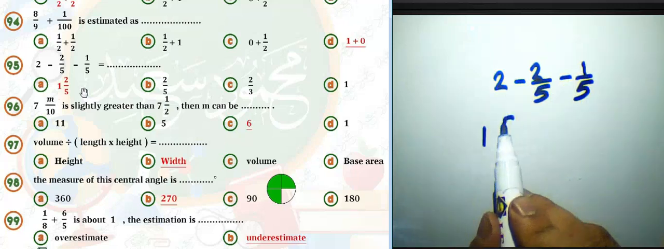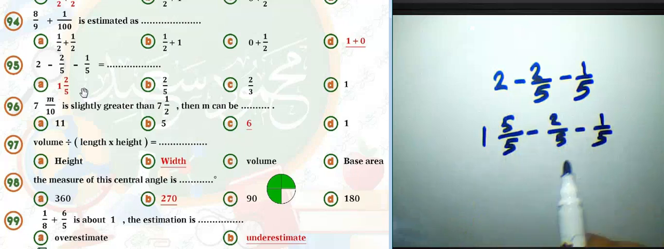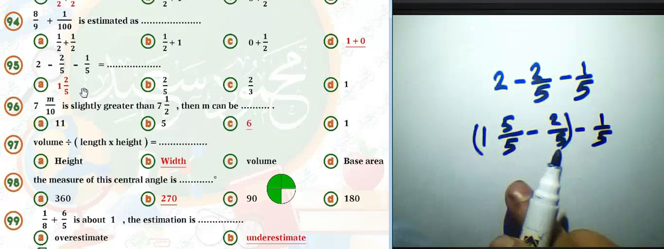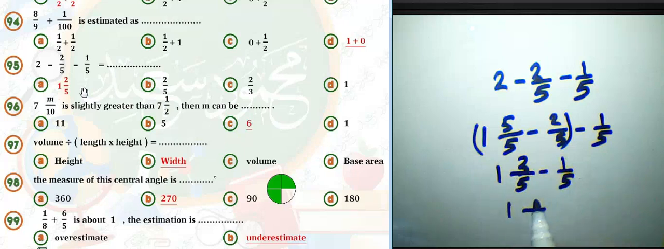2 will be 1 and 5 over 5. Subtract 2 over 5 and then subtract 1 over 5. We can find the result for the first and second fraction. 1 subtract 0 equals 1 and write 5 here. 5 minus 2 equals 3. Subtract 1 over 5, write 1 here. 3 minus 1 equals 2. The result will be 1 and 2 over 5.